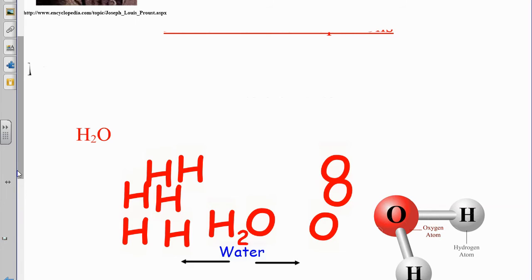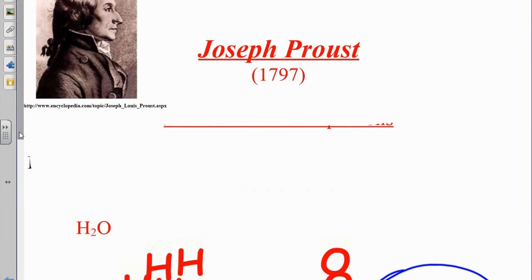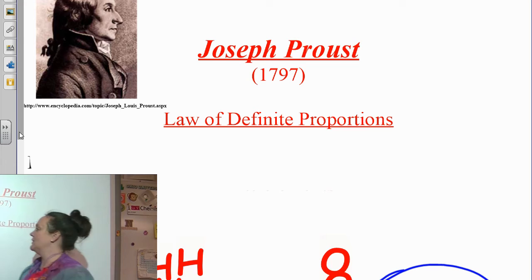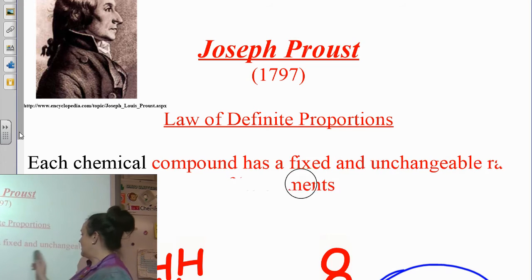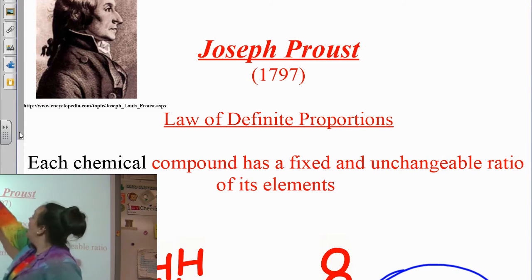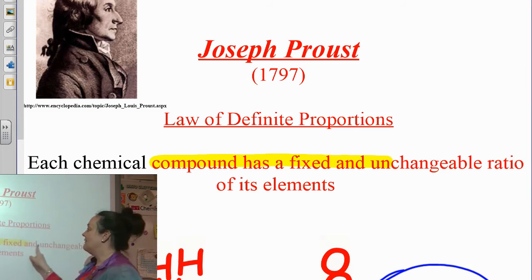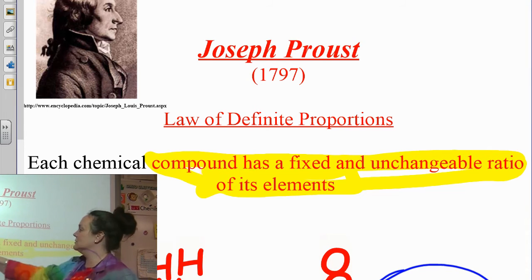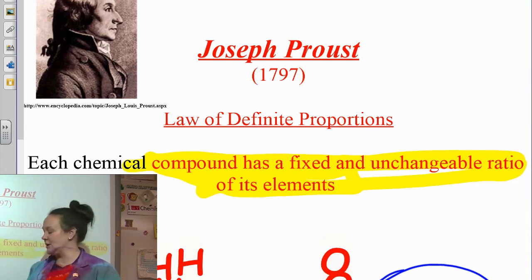It was all exactly the same. And so what he was discovering is that all compounds are exactly the same no matter where they kind of originate from. So what he wrote was called the law of definite proportions. And in the law of definite proportions, it says that, and I would just write the red part, compounds have a fixed and unchangeable ratio of its elements. Chemical compounds have a fixed and unchangeable ratio of its elements.